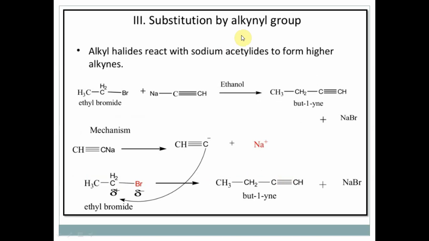Substitution by alkynyl group. Alkyl halides react with sodium acetylides to form higher alkynes. Mechanism: this bond is broken, this carbanion is generated here, and further this carbanion attacks this carbon and this Br is removed from here and but-1-yne is formed.